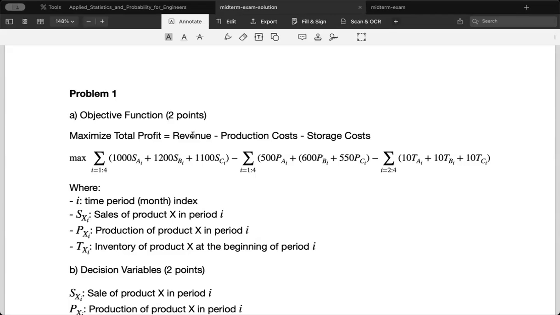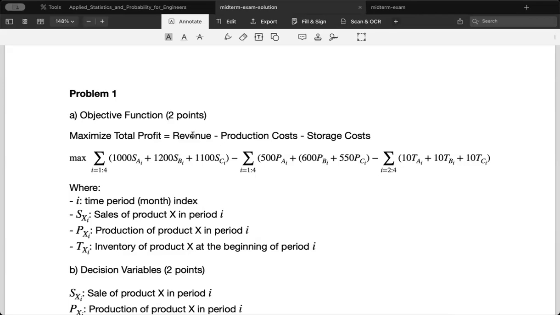For production cost, you know, the cost for production for each product. The variable P stands for production, the amount of A, B, C produced at each month. Again, i is month. And because the costs for production of A, B, C are different, so 500 for A, 600 for B, and 550 for C. Why do we need this one? Oh, this parenthesis must be removed. No need for that parenthesis in front of 600. And the next one is storage cost.